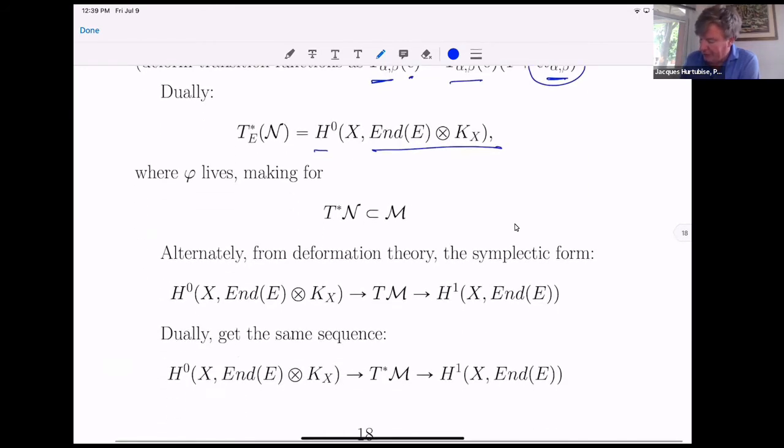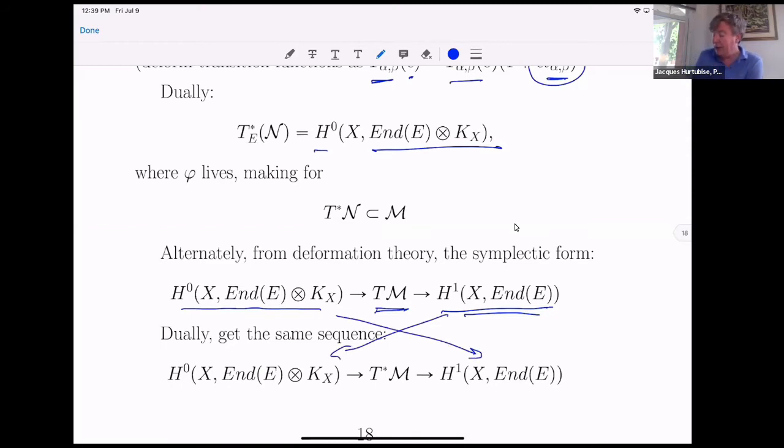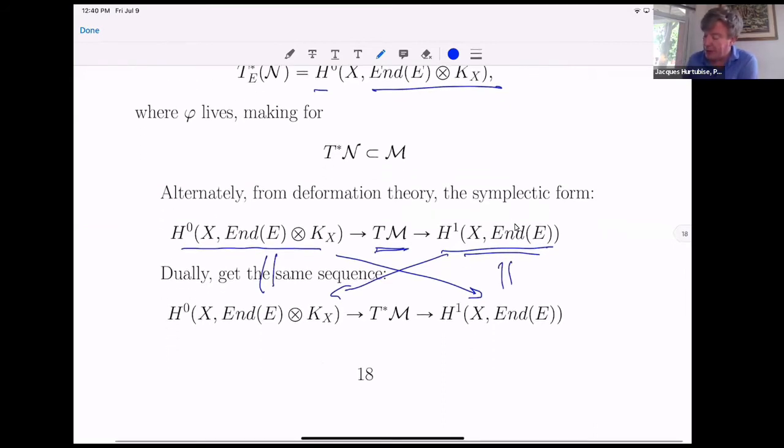Alternately, there's a sort of deformation theory definition. So you take a pair of E and phi and you deform it, and with hypercohomology calculations you get basically the tangent bundle of M maps to the deformations of bundles with kernel the deformations of the phis. And then when you dualize, things sort of switch around, but you get the same thing for the cotangent space. And so if you just take the identity map between the two, you'll get the symplectic form.